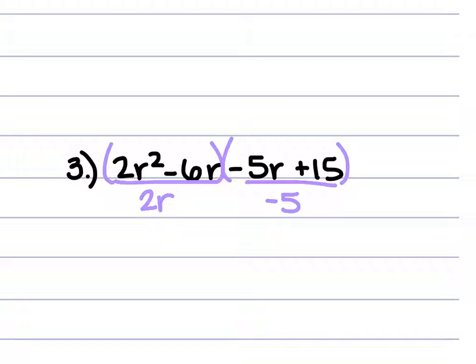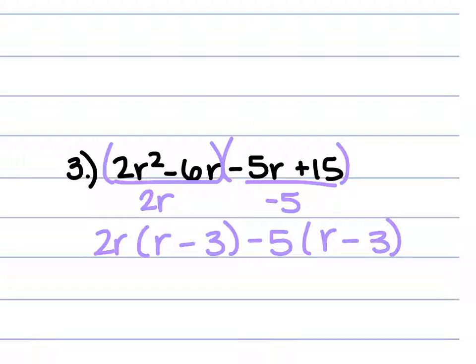We want to make sure that first term has the same sign on both sets of parentheses, which is why the negative 5r, we're taking the negative out of that to make it a positive, just like the 2r squared. We want to make sure that with all of our parentheses, the first term in the parentheses is always positive. So this is going to give us 2r times r minus 3 and negative 5 times r minus 3. This is also factoring out further to be 2r minus 5 and r minus 3.